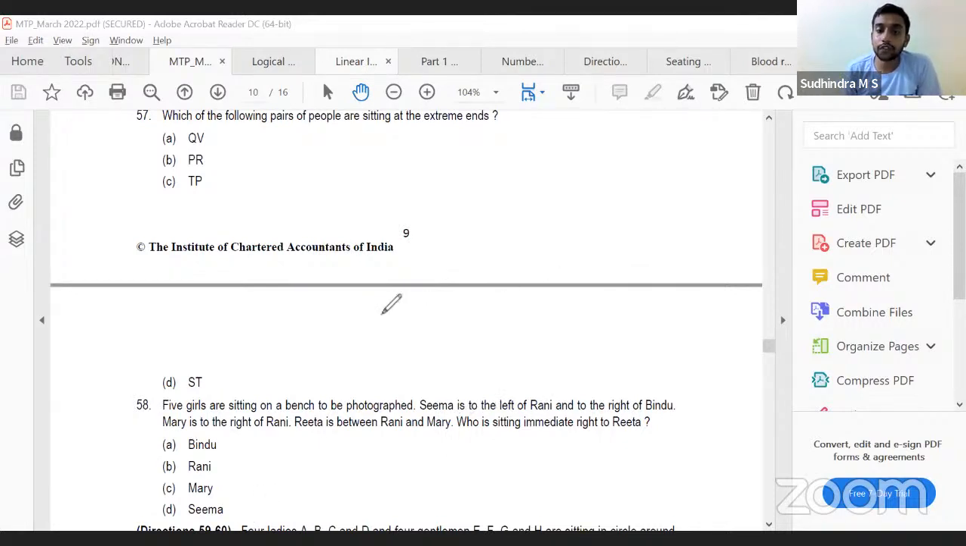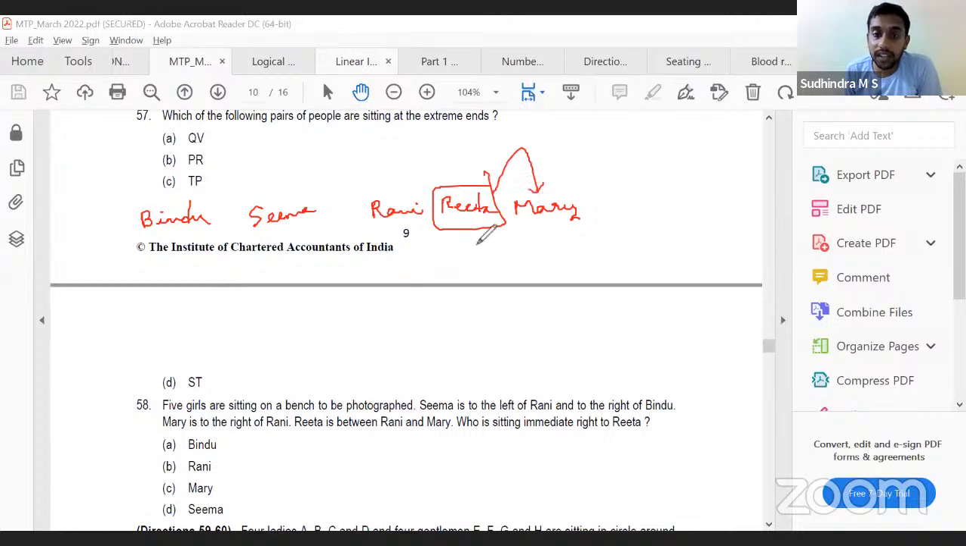Seema is to the left of Rani. So, if Rani is sitting here, Seema is to the left of Rani. Then, she is right to Bindu. Seema is to the right of Bindu. So, Bindu is sitting here. Mary is to the right of Rani. So, where is Mary sitting? Rani is sitting here, right of Rani, Mary is sitting. But Rita is between Rani and Mary. So in between Rani and Mary, Rita is sitting. This is how we can arrange. Who is sitting to the immediate right of Rita? Mary. Right, not left. So Mary is sitting to the immediate right.